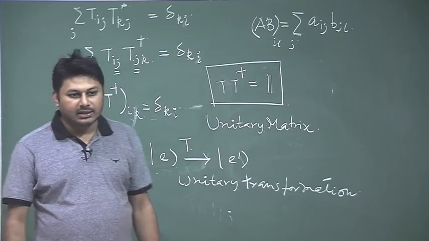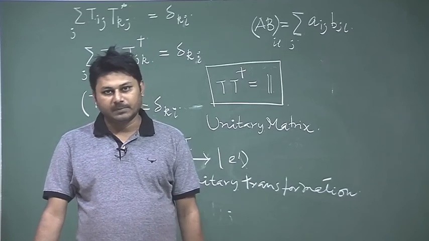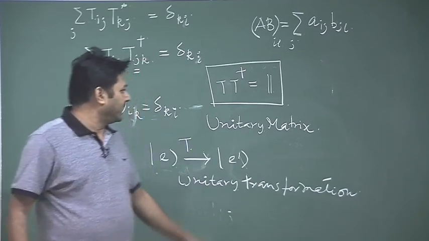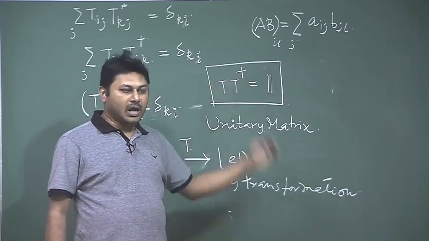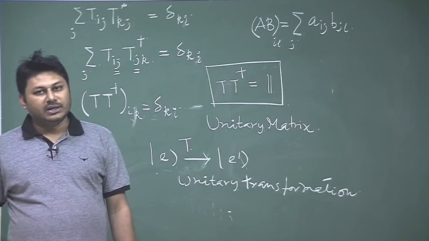So with that today I will stop the class here. In the next class we again start with the unitary matrix and show the example that I just showed today, how the T matrix is forming a unitary matrix.